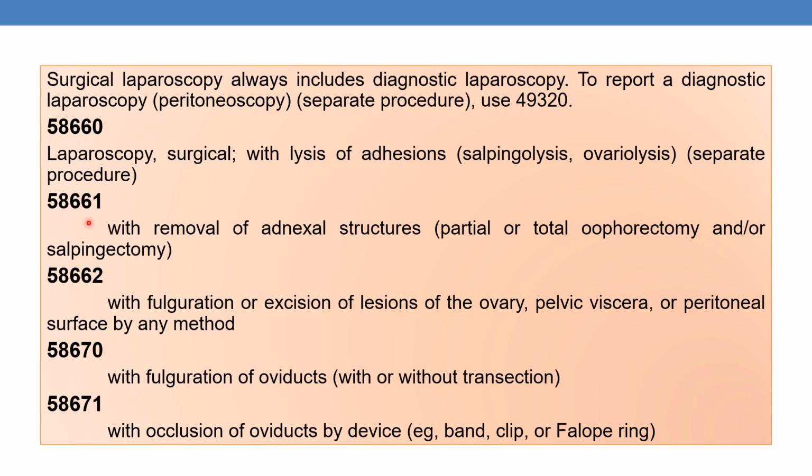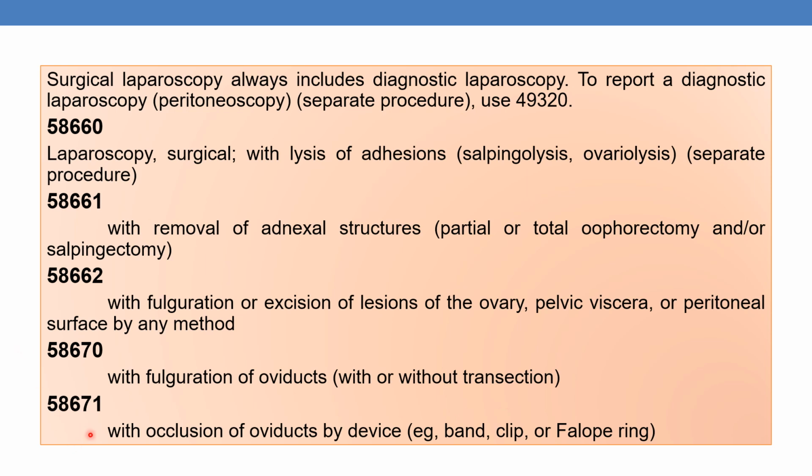The next is 58,661, laparoscopy surgical with removal of adnexal structures, which includes partial or total oophorectomy and or salpingectomy, that is removal of ovaries or fallopian tubes. The next CPT is 58,662, laparoscopy surgical with fulguration or excision of lesions of ovary, pelvic viscera or peritoneal surface by any method. The next CPT is 58,670, laparoscopy surgical with fulguration of oviducts with or without transection.